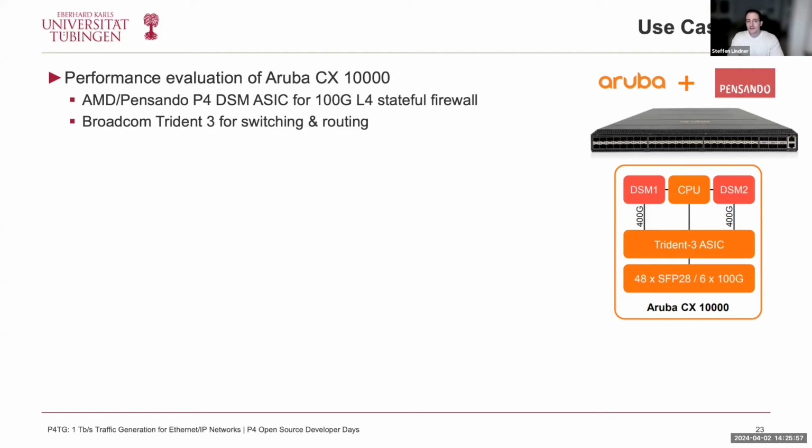As a first use case, we evaluated the performance of the Aruba CX10K, which is a switch that is actually composed of two different switching ASICs. It has two AMD Pensando P4 DSM ASICs, which are P4 programmable, but not for the public. And they claim that they have 100 gig L4 stateful firewalling within these chips. And then they also have a Broadcom Trident 3, which does the regular switching and routing within the device.